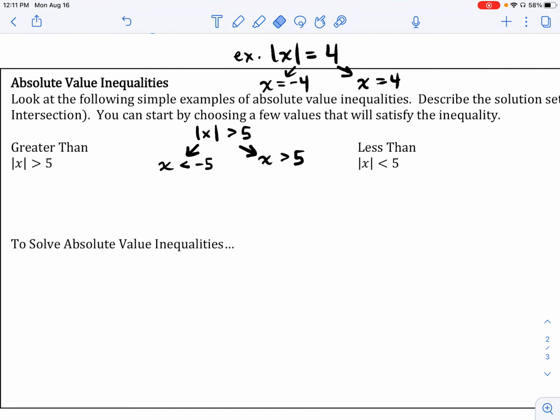So how many inequalities have I come up with here? 2. So we can see that an absolute value inequality is simply a compound inequality. That's all we're saying here. And we could write this in interval notation as negative infinity to negative 5, parentheses, union 5 to positive infinity. So a greater than inequality is simply a disjunction.